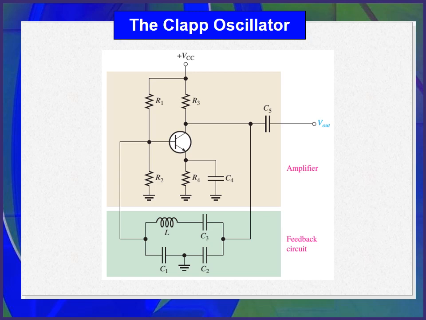This is the diagram of the Clapp oscillator, where the Clapp provides a more accurate and stable frequency of oscillation. If C3 is much smaller than C1 and C2, then C3 almost entirely controls the resonant frequency.